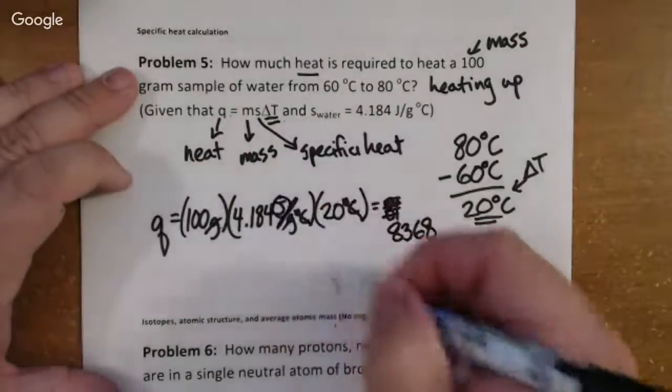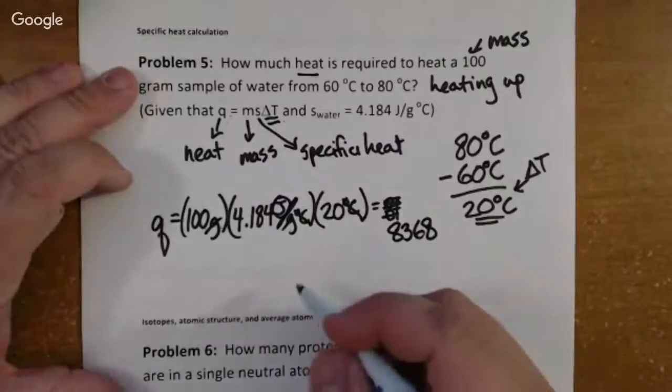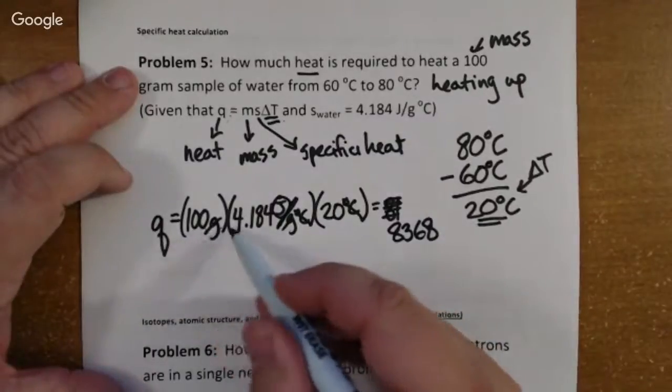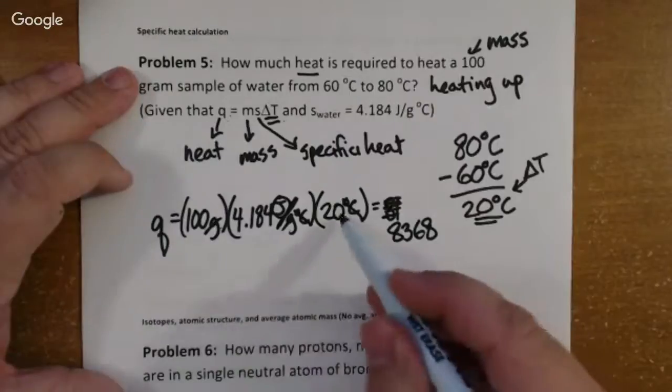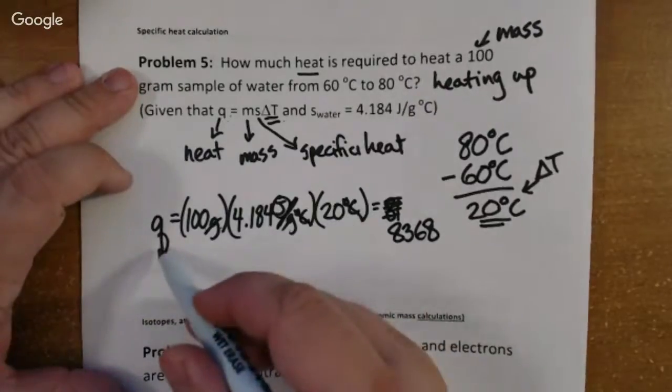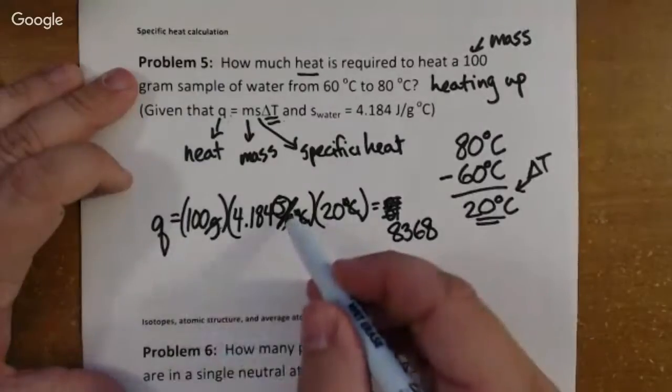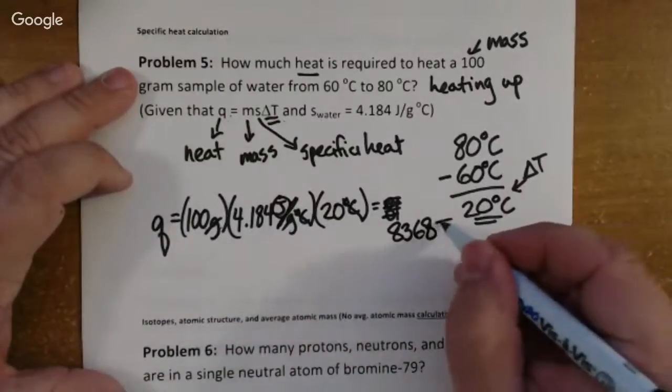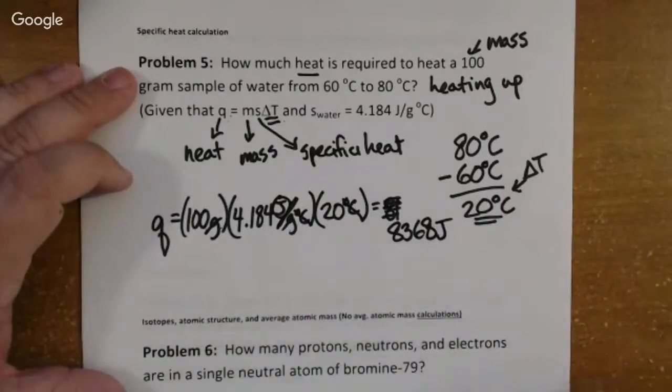Leaves me with J's. Shortcut to this is, if it's mass, chances are grams. If it's temperature, chances are degrees Celsius. If it's Q, heat, it's going to be in joules. So I've got 83.68 joules when I'm done.